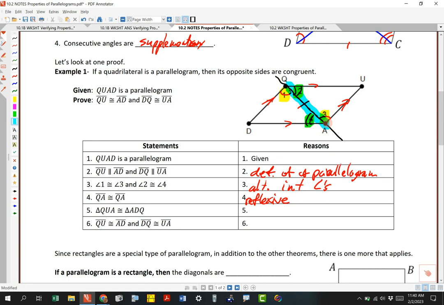Triangle QUA is congruent to triangle ADQ. Yes, because, think about it. Don't say it yet. The triangle up here is congruent to the triangle down here. D? Do we have angle side angle? We do. Angle side angle congruence.